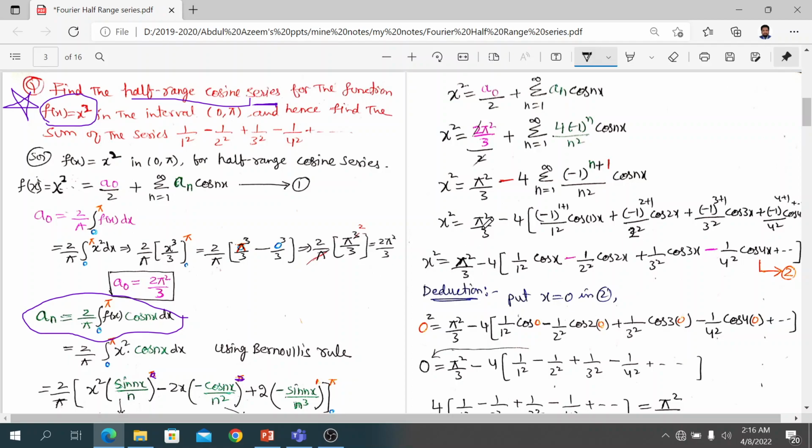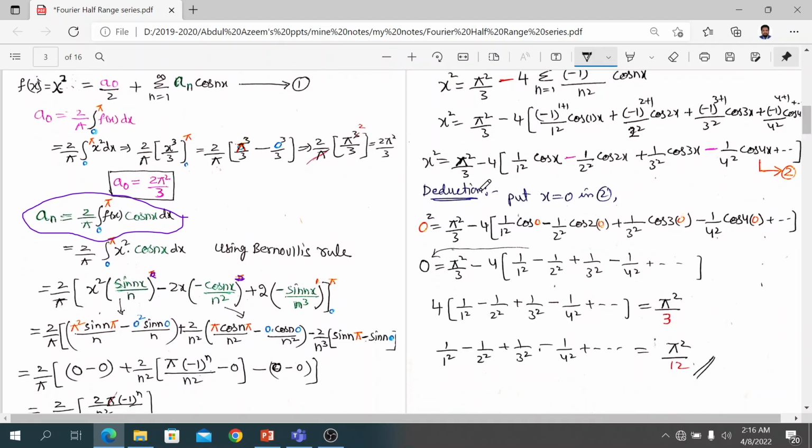Now x square is equal to pi square by 3 minus 4 into this one becomes positive 1 by 1 square cos 1x; 2 plus 1 is 3, so it becomes minus 1 by 2 square cos 2x; 3 plus 1 is 4, so minus becomes plus, 1 by 3 square cos 3x; 4 plus 1 is 5, so it becomes minus 1 by 4 square cos 4x. Mark it as second equation.